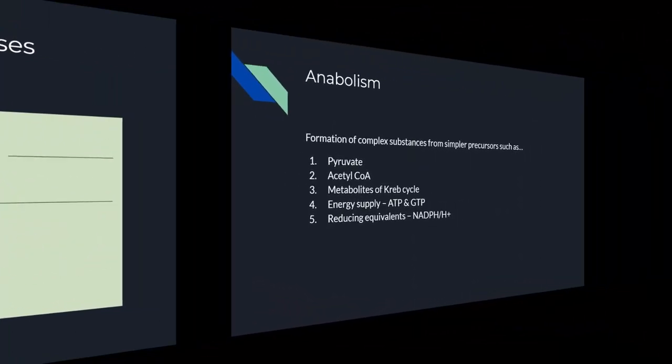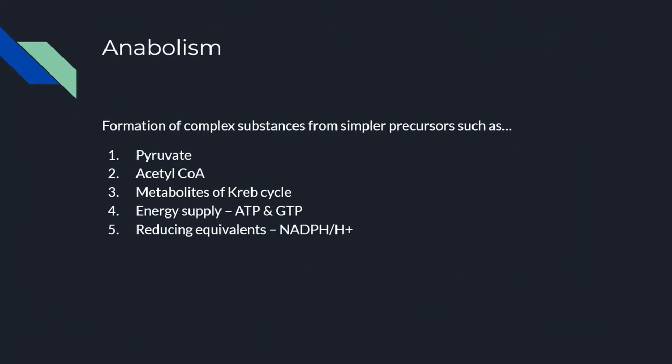Now, anabolism is the formation of complex substances from simpler precursors. So catabolism refers to breakdown of complex to simple. Anabolism is just the exact opposite of that. It is simply the formation of complex from simpler ones. So the body uses pyruvate, acetyl-CoA, metabolites of Krebs cycle, energy supply, and other reducing equivalents to form the complex substance once again.